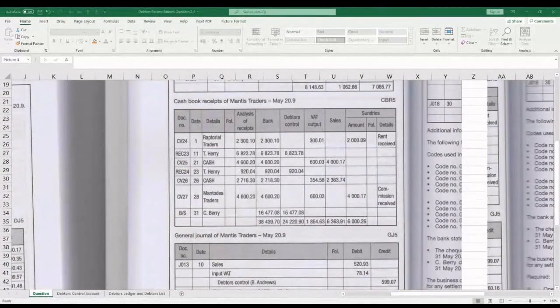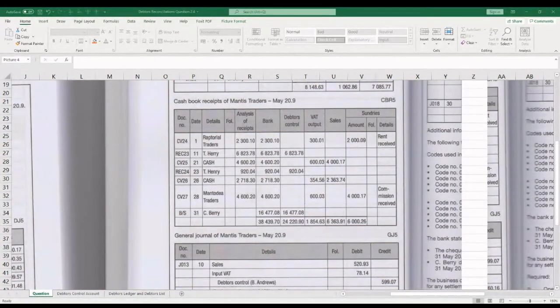Okay, so yes. Based on that answer, because we've captured other stuff and it's not only debtors, you would actually use the debtors control column, because that relates only to the debtors and does not include any other income we receive.